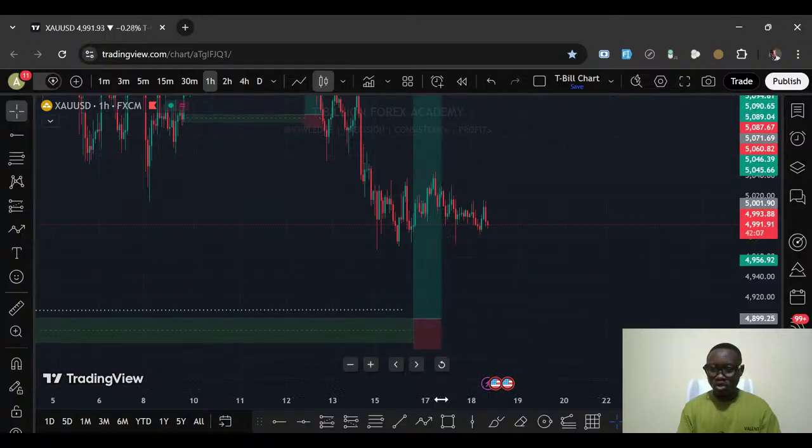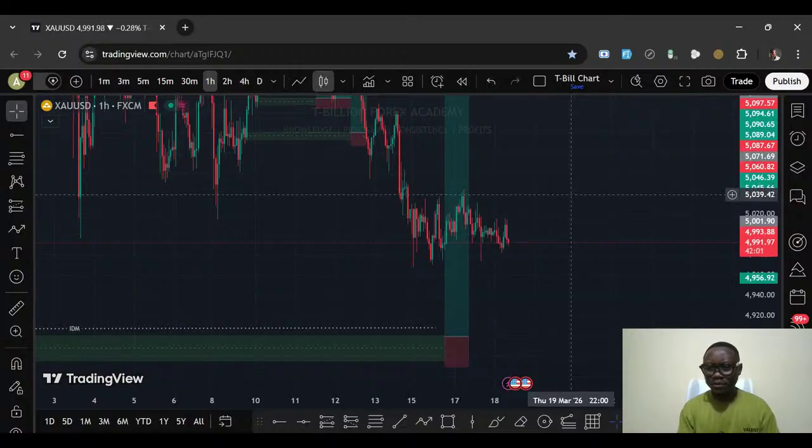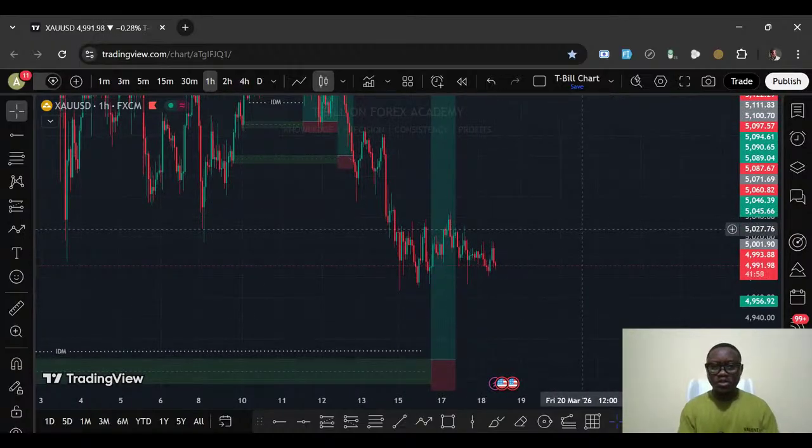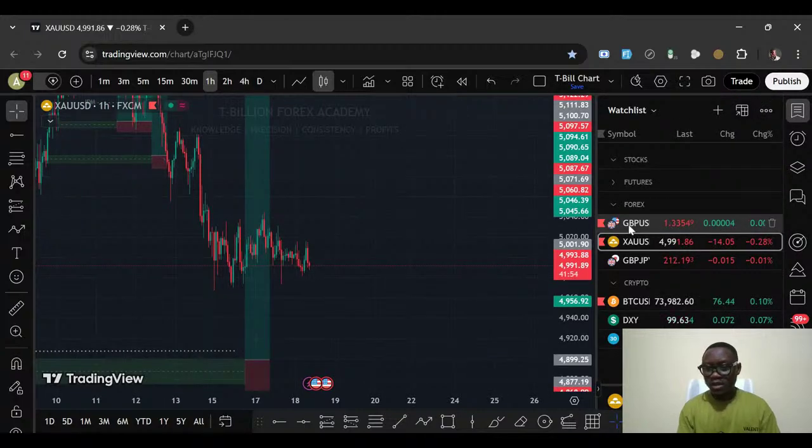Patience, of course, is what differentiates a gambler from an actual trader, right? Or from a pro trader, basically. So you wait for price to come to you. Don't chase price. All right, so let's head to today's market analysis.